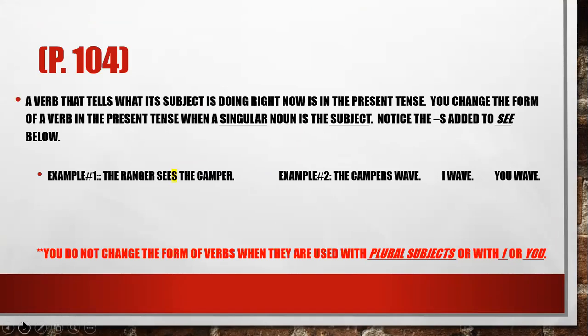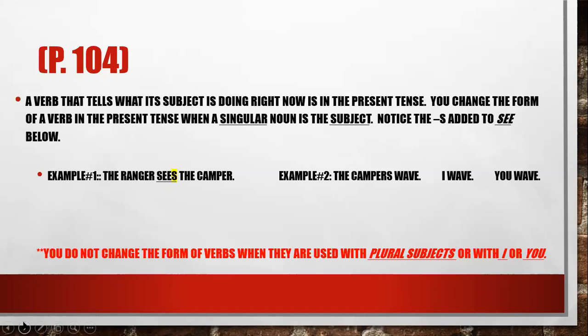Okay, so when we talk about the present tense, the word tense talks about time. And when we're talking about present, we're talking about today, the things that you are working on today. A verb that tells what its subject is doing right now is in the present tense.